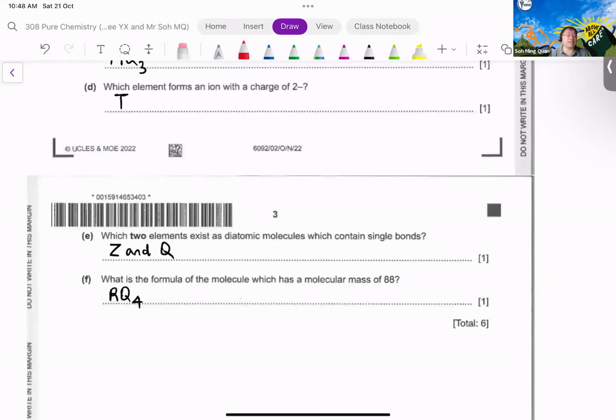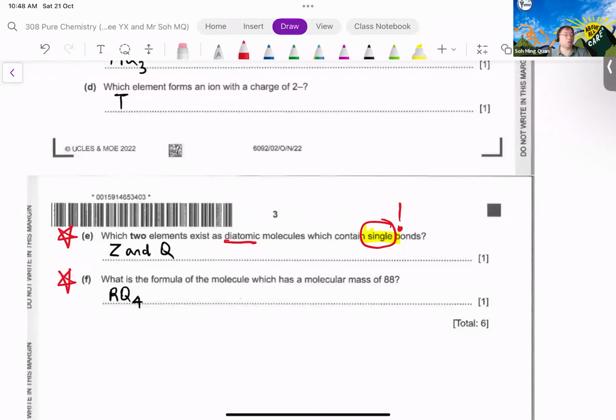Which 2 elements exist as diatomic? Then everyone is like, wow, so easy. Oxygen and fluorine. O2, F2. Hello? Did we read this second part? It must contain single bonds. O2 has a double bond between oxygen. Therefore, that's not the answer. The answer they want is just Z and Q, which is hydrogen and fluorine. So this one, also many students got it wrong.